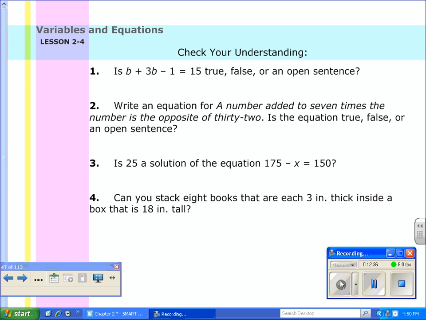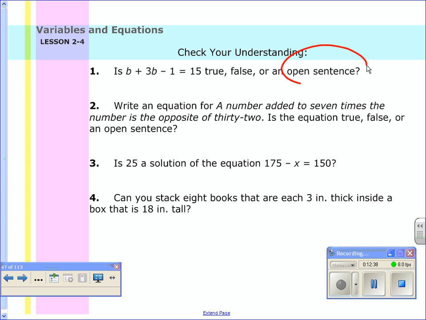All right, let's check them. Number 1 is open, because it has those B's. For number 2, you should have a number, so I'm going to use n, added to 7 times that number is the opposite of 32. So that'd be negative 32. So n plus 7 times n is equal to negative 32. And again, those n's in there tell me it is open, because they don't tell us what the numbers are.